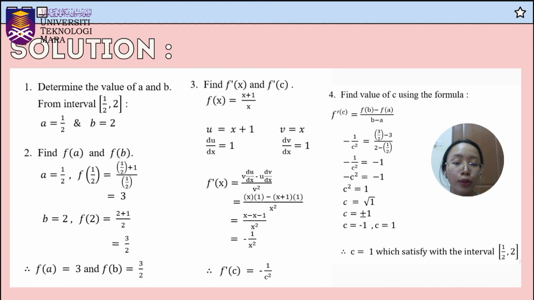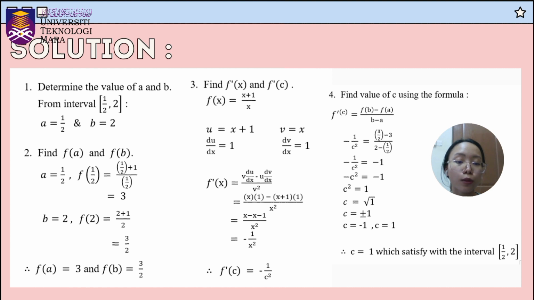We just have to input these values into the quotient rule formula, which is f prime x equal to (v du over dx minus u dv over dx) over v squared. We will solve as usual, and in the end, f prime x is equal to negative 1 over x squared. To find f prime c, we just have to change the x into c. Thus, in the end, f prime c is equal to negative 1 over c squared.